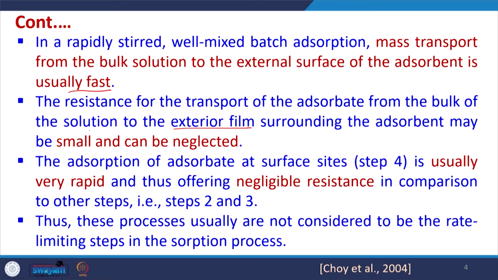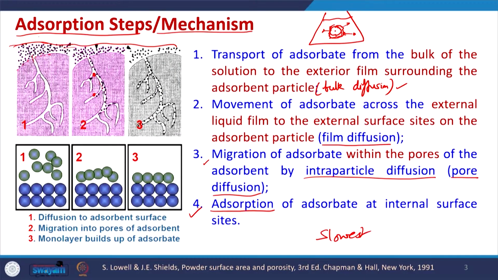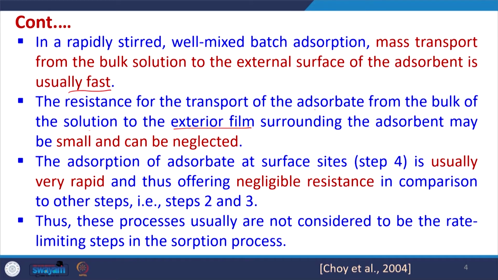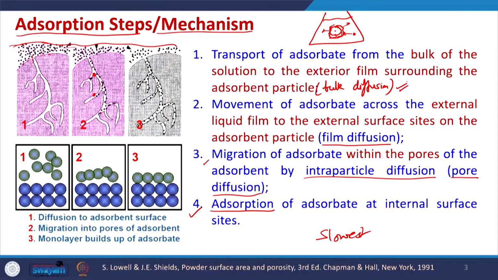Now, the adsorption of the adsorbate at the surface site, that means the fourth step, this step is also very quick. Generally it is very quick and it has negligible resistance in comparison to steps 2 and 3. So, first step bulk diffusion and the fourth step adsorption, they are always very quick. So, there is not much of an issue. The issue generally lies with film diffusion or pore diffusion. So, that means they will generally be the slowest step.